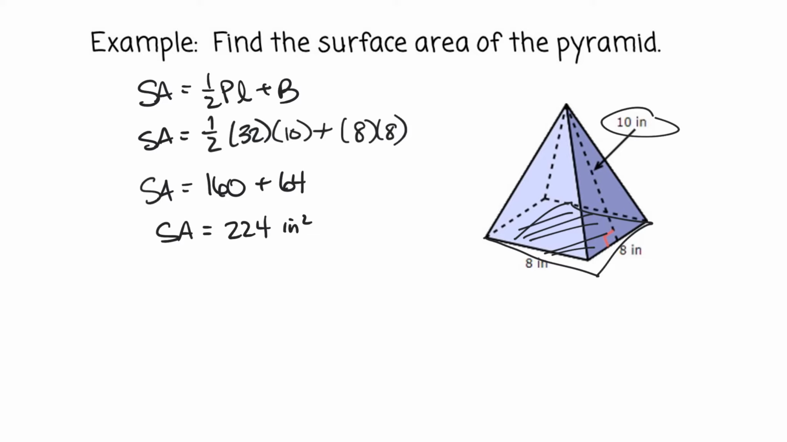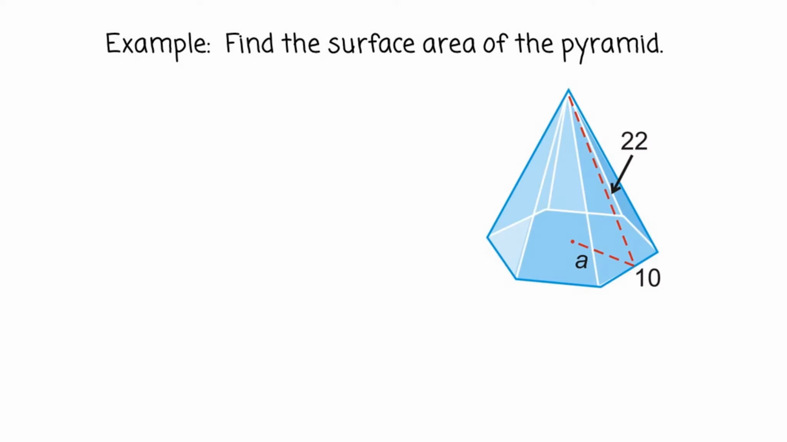Let's try one more. Okay, so this one here, we have a hexagonal prism, our pyramid, hexagonal pyramid. So we're going to be using our special right triangle skills here. Let's talk about what we know. So we have surface area equals 1/2 perimeter of the base times the slant height plus the area of one base.